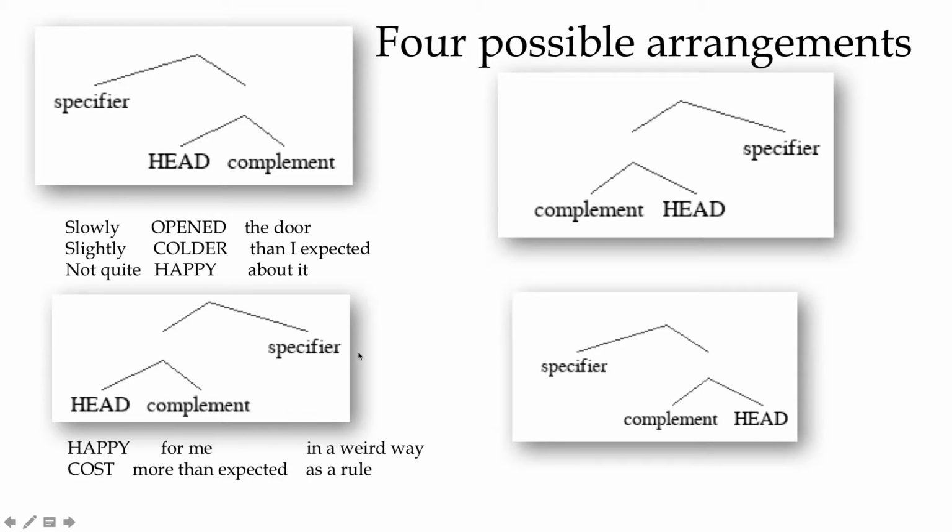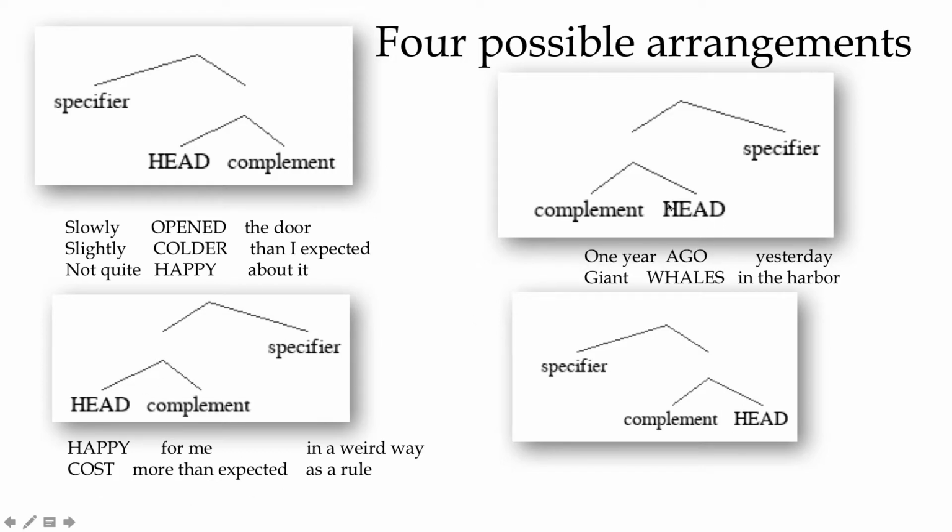Some examples of this sort of order in English: happy for me in a weird way, or cost more than expected as a rule. If you want to say, houses in Monterey cost more than expected as a rule. So in a weird way isn't telling me how happy I am. It's telling me how happy for me I am, or something about the nature of this happiness for me. As a rule is telling me how frequently these things cost more than expected, not just how much they cost, because they always would cost, but how much do they cost more than expected. So this is a specifier. It modifies that whole combination.